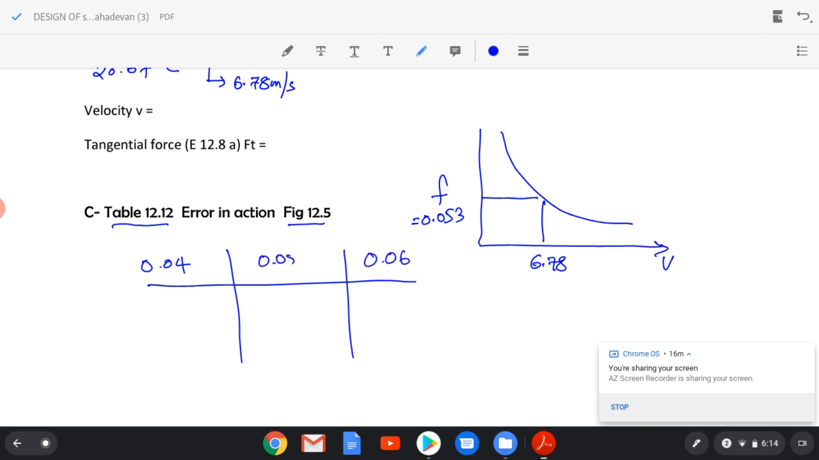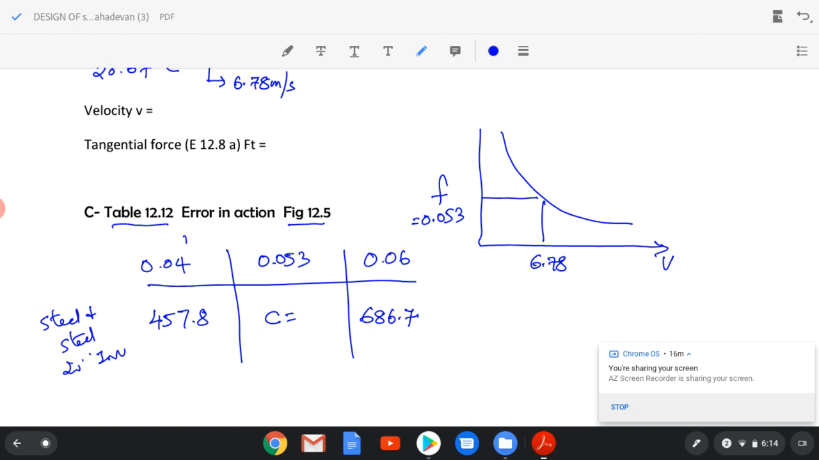That's 0.053. What is our material? Steel and steel. Both are made of steel. Pressure angle is 20 degree involute. So for 0.04 it is 457.8. For 0.06 it is 686.7. Now we do a linear interpolation.